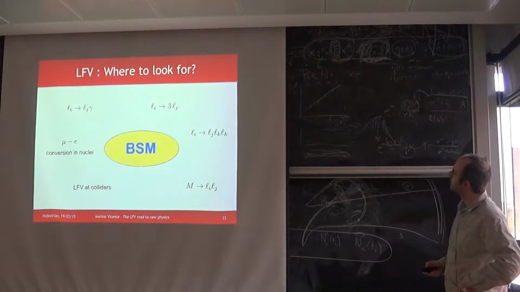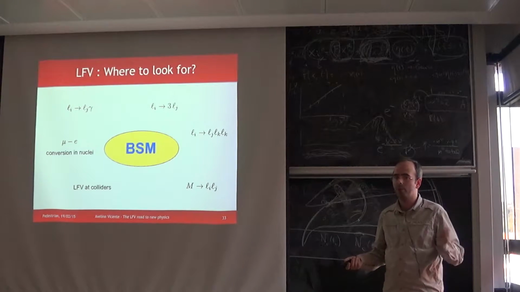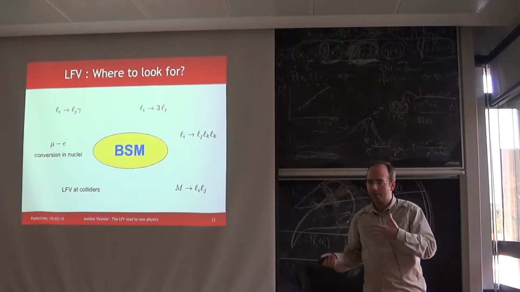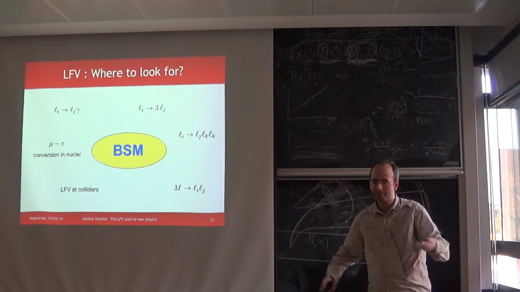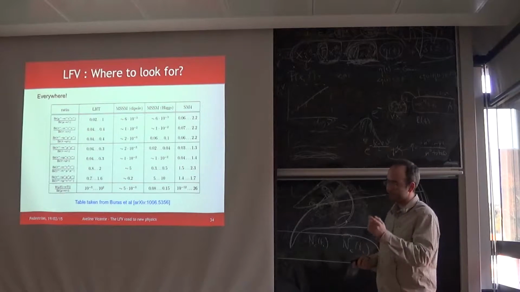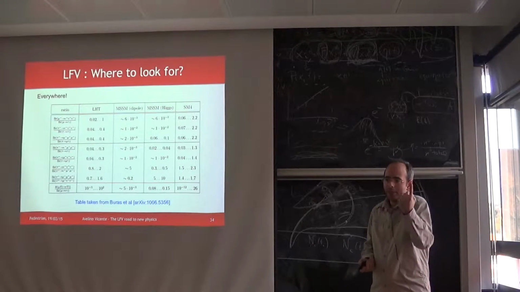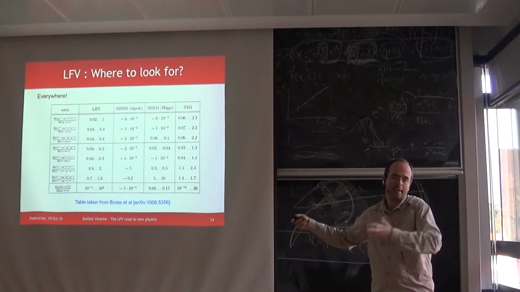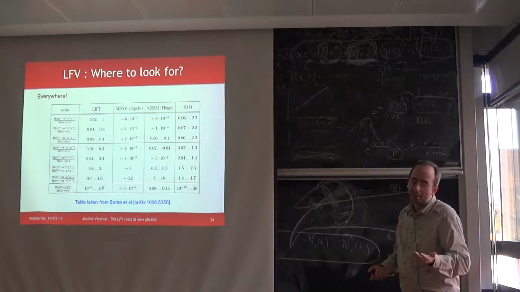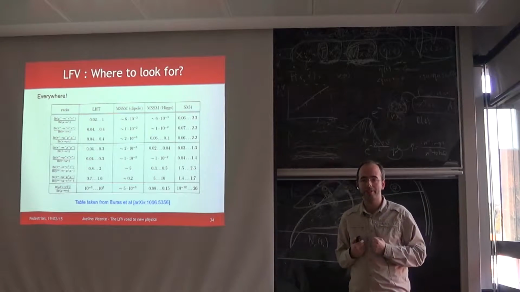So let me continue. As I said, there are many processes that you can look for in lepton flavor violation. So the question is, what should I look for? Should I put all my money in one of them, or should I diversify? And the answer is, of course, you should diversify. The reason is that if you discover lepton flavor violation, you just get one number. You measure the branching ratio for, let's say, tau to e gamma. And then what? You don't learn much. You know one number, that's it. But if you measure lepton flavor violation in different processes, you can extract some information.